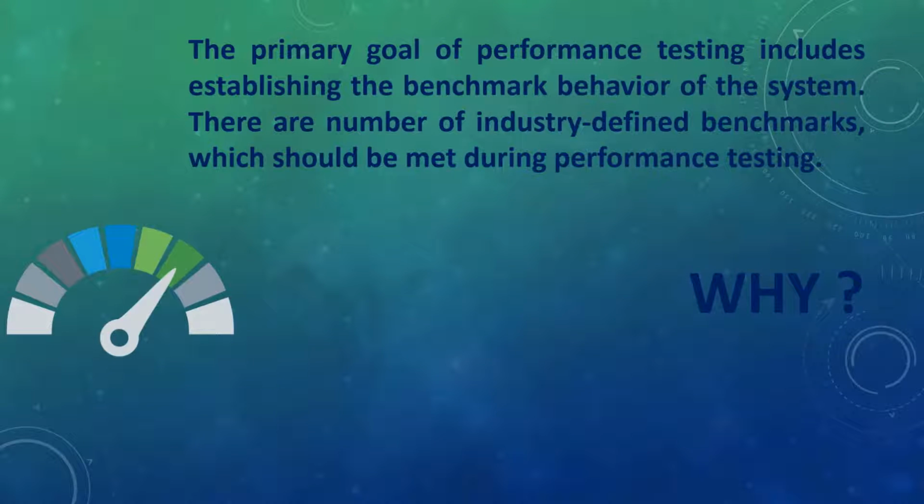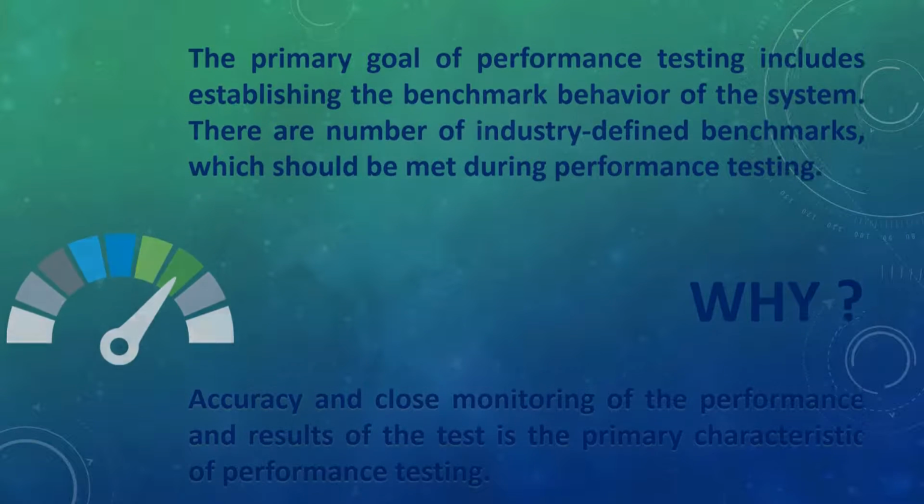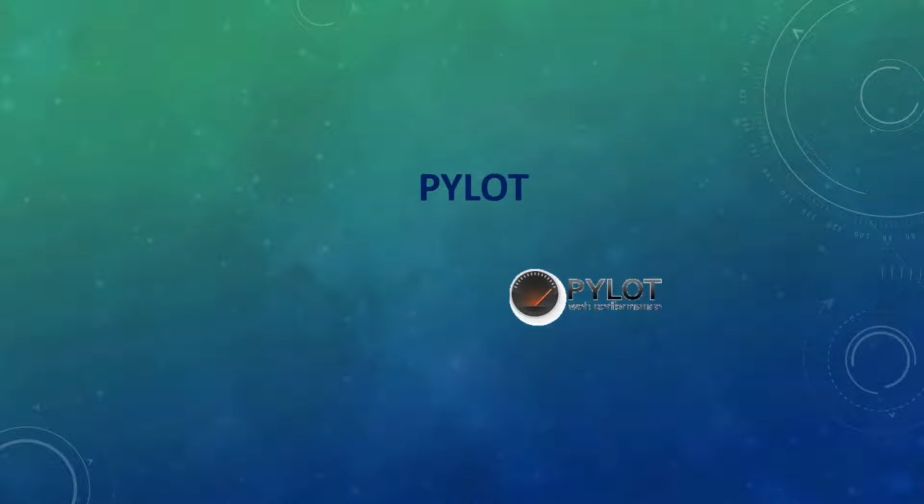The primary goal of performance testing includes establishing the benchmark behavior of the system. As we know, there are a number of industry-defined benchmarks which should be met during performance testing. Also, accuracy and close monitoring of the performance and results of the test is the primary characteristic while performing performance testing. Both these tests are done on a website and they can be done through a tool called Pylot.